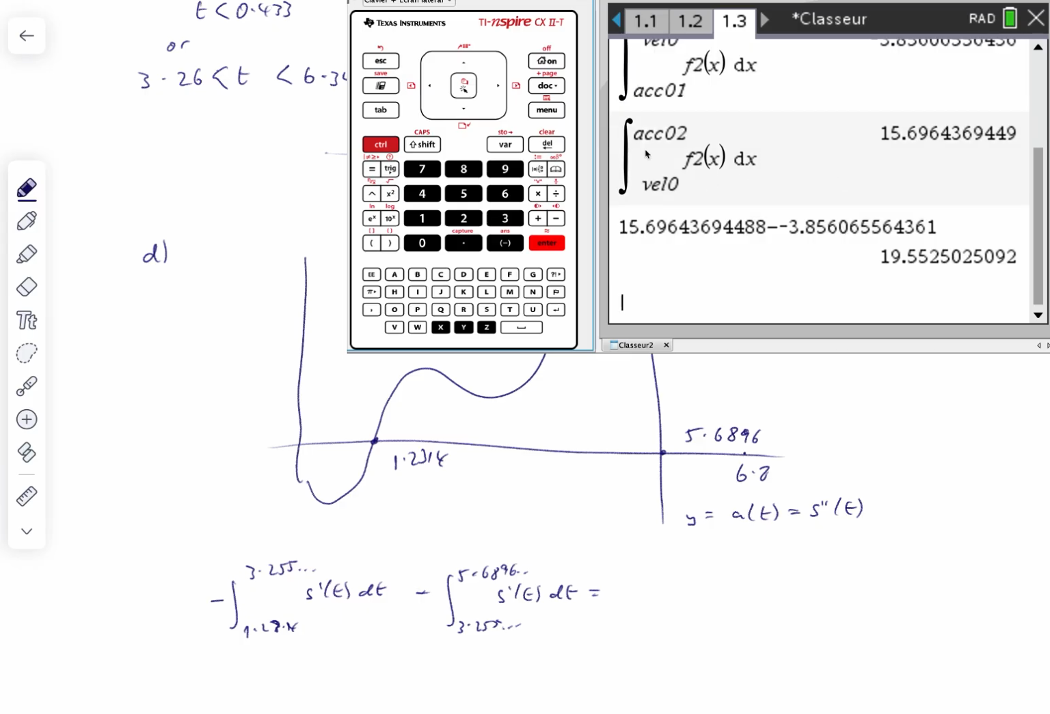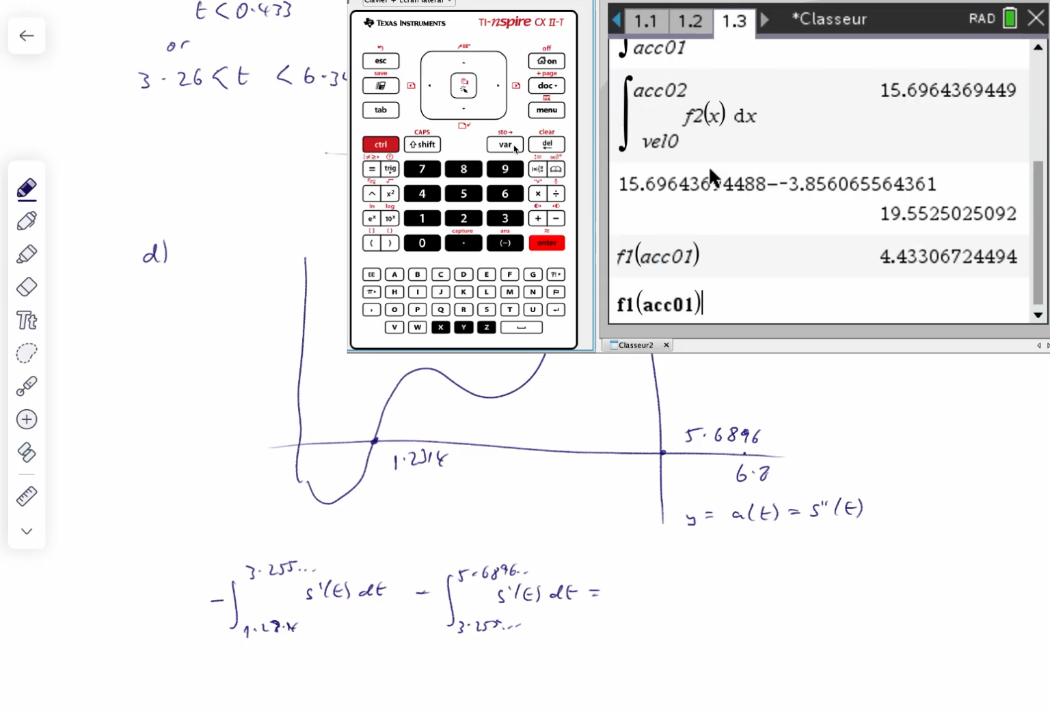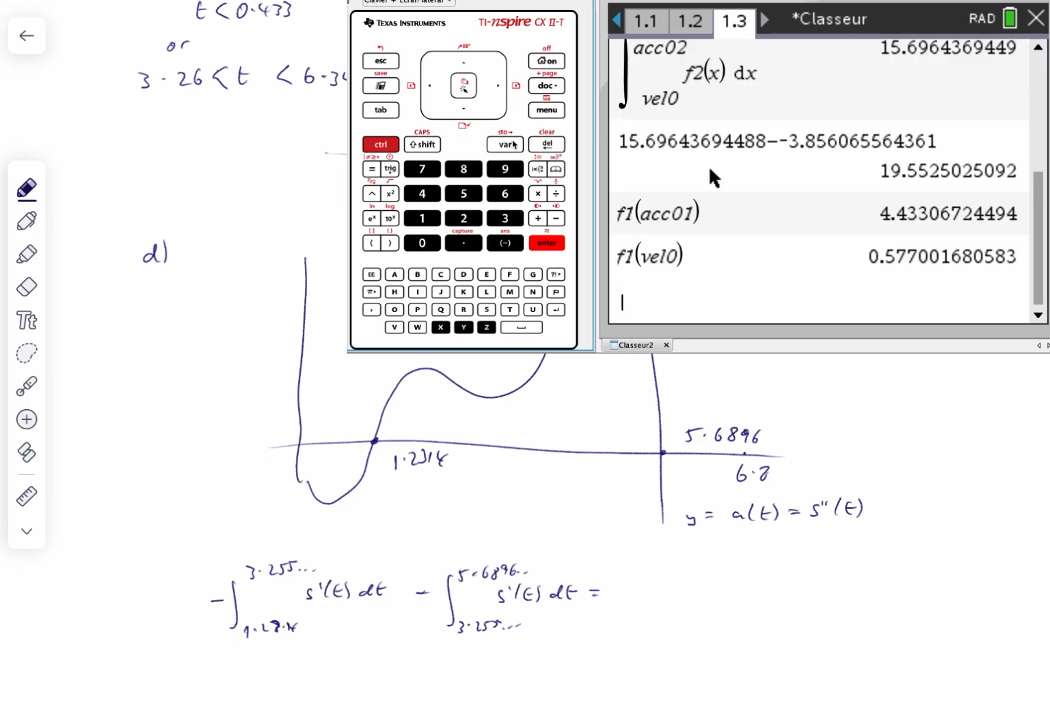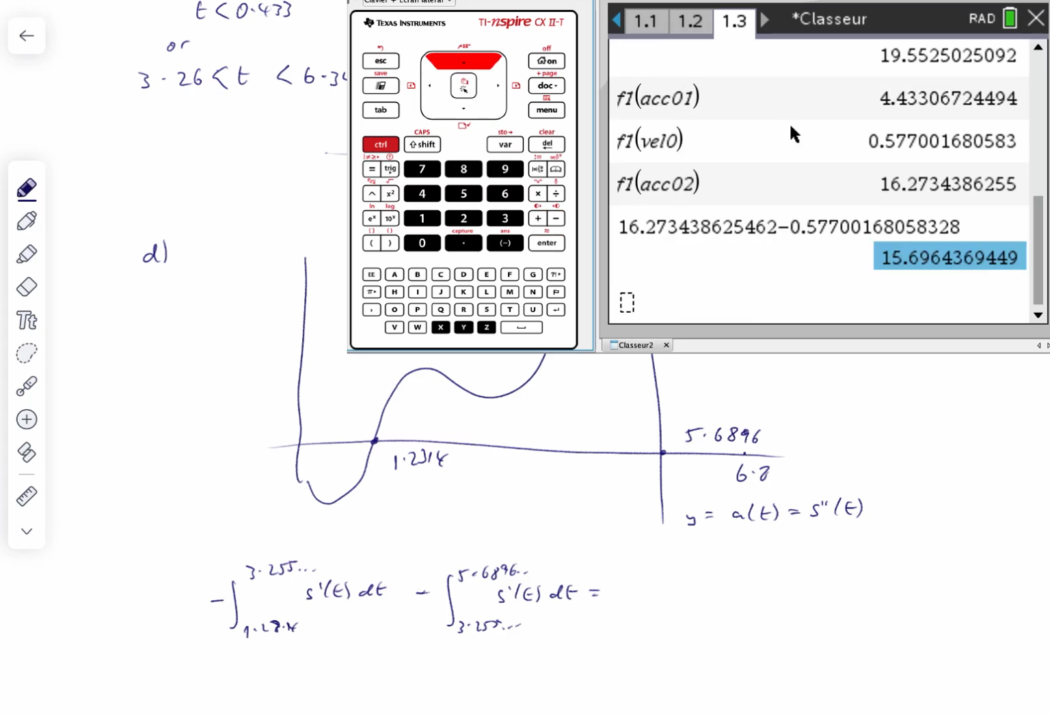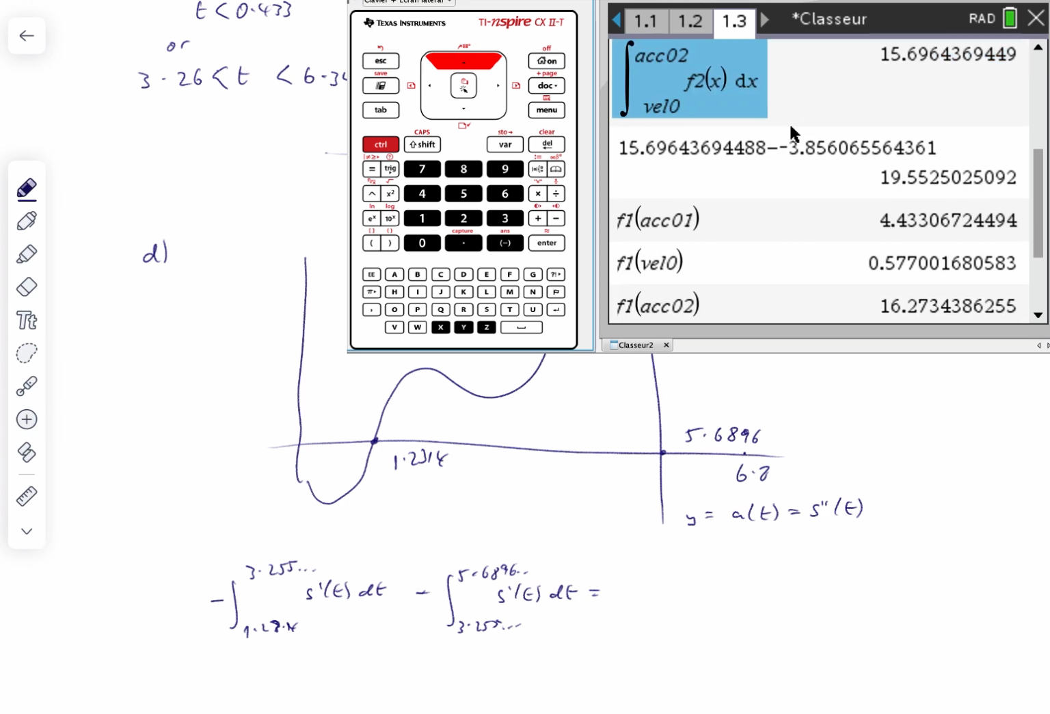And you'll see I'll get exactly the same thing if I do F1 of those values. So I do F1 of the acceleration being 0 at first, F1 of the velocity being 0, and then F1 of the second acceleration. Stop there. And if I do this one, subtract this one. Oh, look, there's my 15.9696, which is the same as that one. So that's between acceleration 2 and velocity 0.